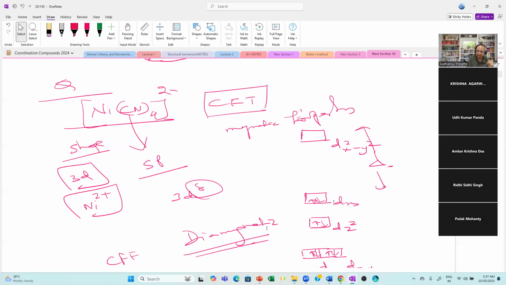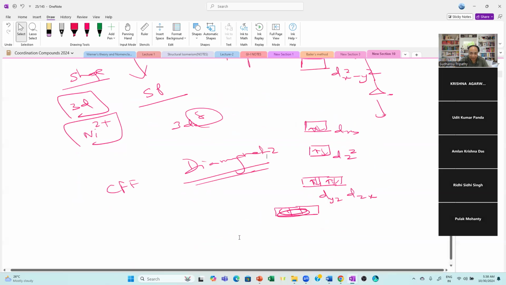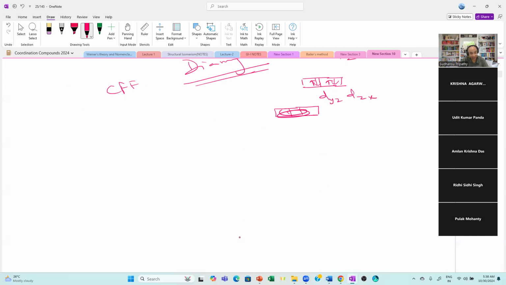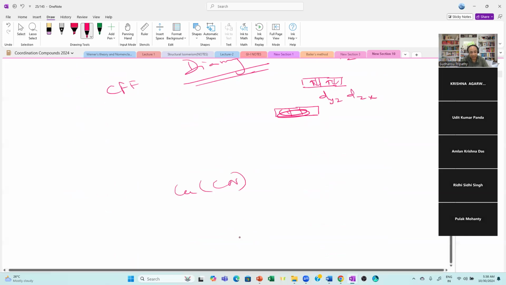So I don't agree that d-d transition is falling in the UV region. Generally it is told, and I also told you in the beginning while I introduced [Cu(CN)4]3-, that it is colorless because it is d, +1, d10 configuration, there is no room for any d-d transition.